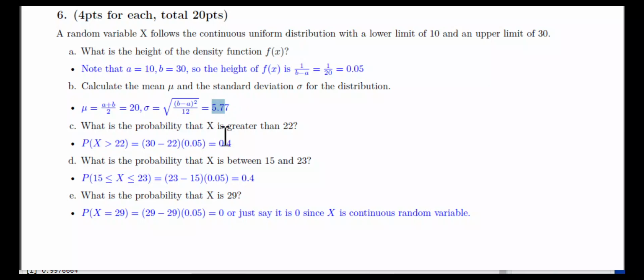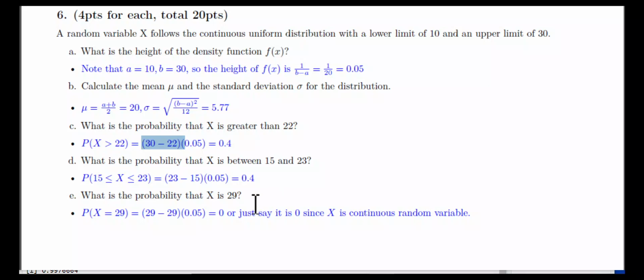What is the probability for x is greater than 22? So here we got to know that, okay, this x is greater than 22 but cannot go beyond 30. That's why we use 30 minus 22 and then divided by the height. Or you can say divided by b minus a, times height, excuse me. Okay. So this is the base times the height. And then what is the probability x is between 15 and 23? So 15 and 23 because both are within these two ends. That's why we use 23 minus 15 and then times height. Or equivalent to say divided by b minus a, which is 0.42.